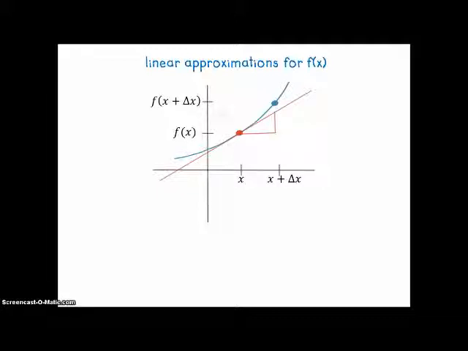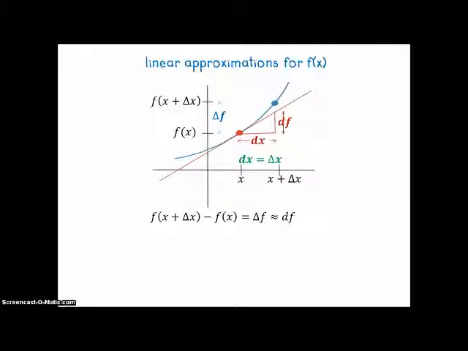And the difference between the two y values is delta f. Along the tangent line, the distance vertically is called df. And if the curve is concave up, df will be a little bit smaller than delta f. If the curve were concave down, df would be a little larger than delta f. Notice also that dx and delta x are equivalent.